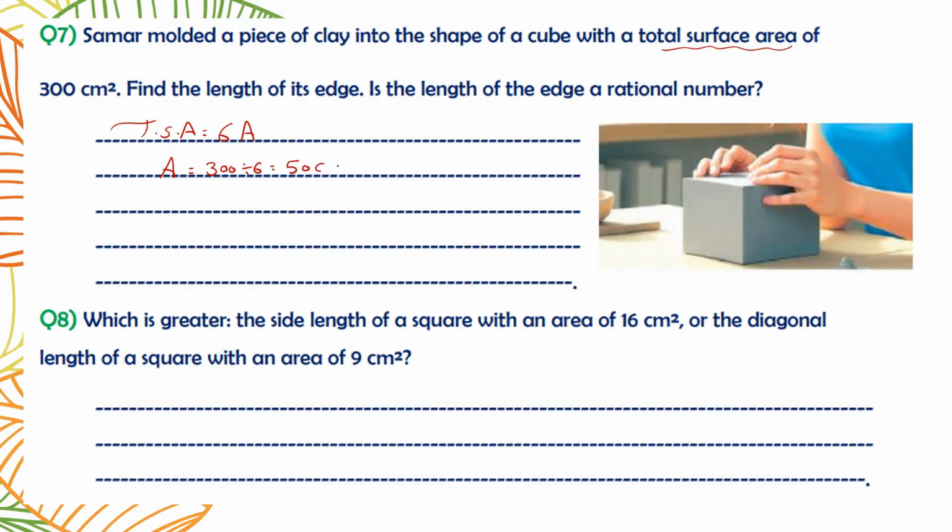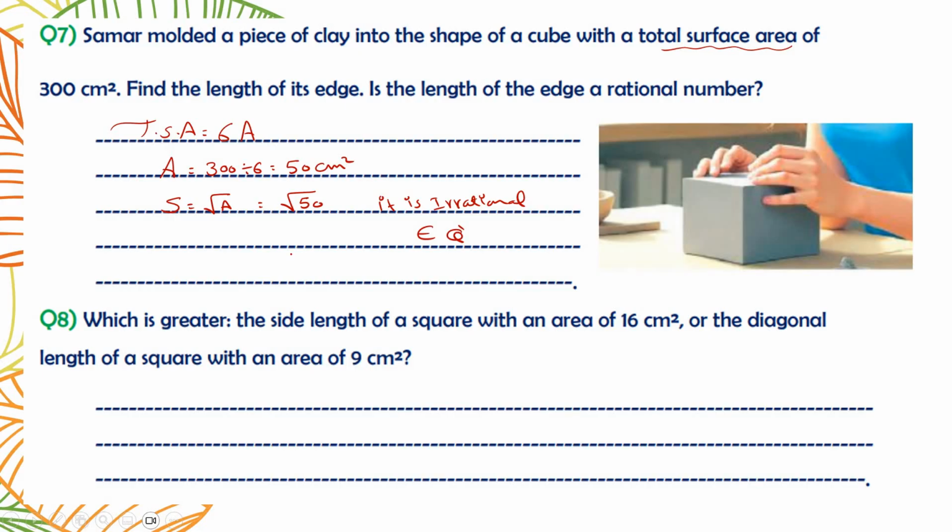Equals 50 centimeter square. So to find the edge length or the side length, it will be what? It will be the square root of the area, which equals the square root of 50. Is this length a rational number or irrational number? Of course, it's not a rational number, because 50 here is not a perfect square number. So it is an irrational number. Irrational means what? It belongs to Q prime.